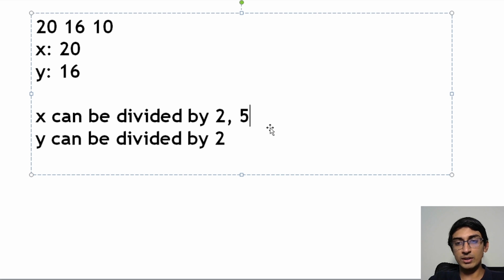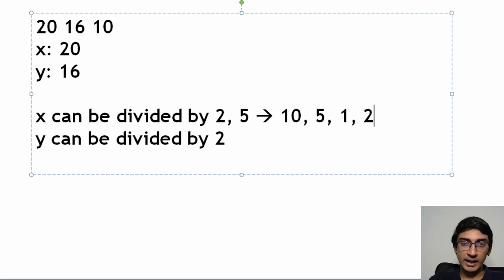So if you keep dividing X, if you divide X by 2 or 5, X can move to 10, X can then also move to 5, and X can also move to 1. Or you could have divided it in another way, so that X could have moved to 2. Can X move somewhere else? Can X move to 4, for example? Yes, it can, if you divide 20 by 5.